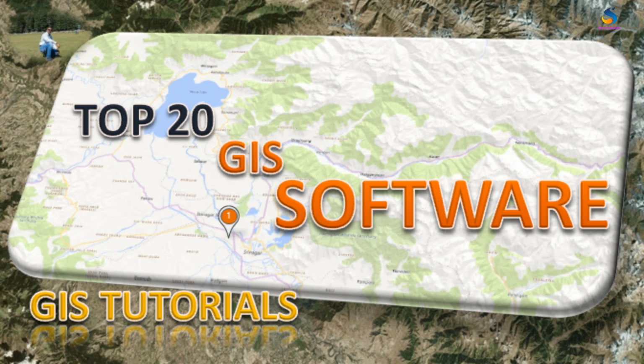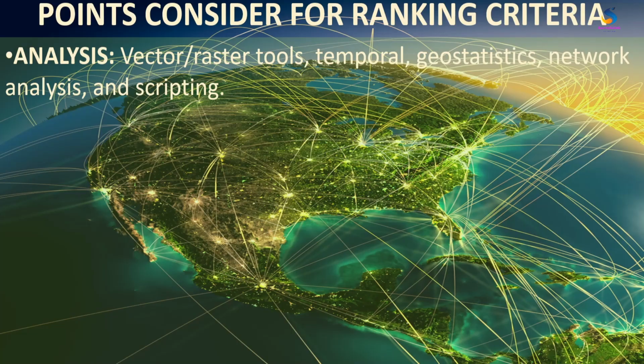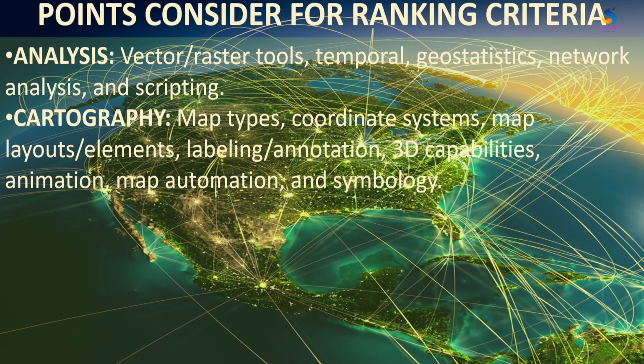ranking. First is the analysis part, whether the GIS software is able to do analysis on vector, raster tools, temporal analysis, geostatistics, network analysis, and scripting support. Second one is cartography: map types, coordinate systems used in GIS, map layouts, elements, labeling, annotation, 3D capabilities, animation, map automation, and symbology.